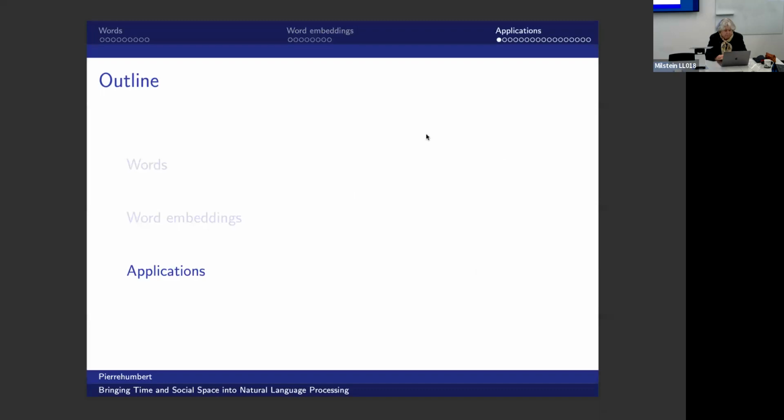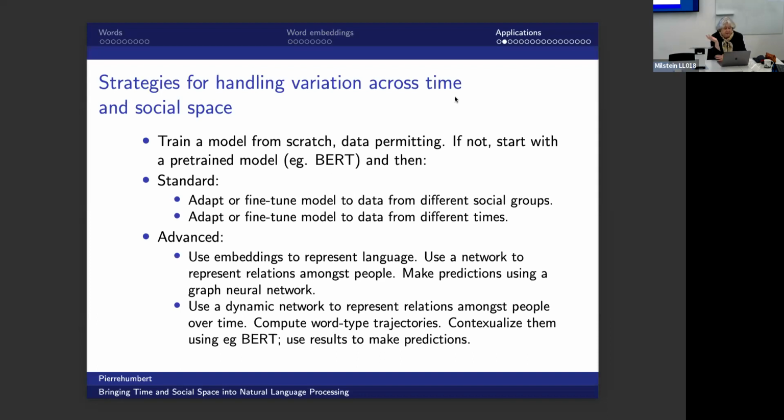So as I said, a BERT is just trained on one big data set. It has no variation across time and space. So we can already see from the first part of the talk that that's kind of a problem. In terms of being ecologically valid or incisive, it's a problem. So how do we handle all this?